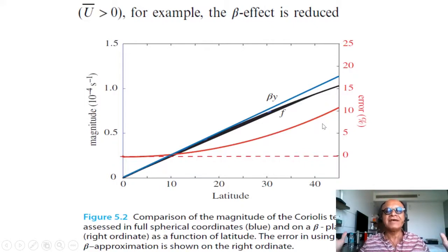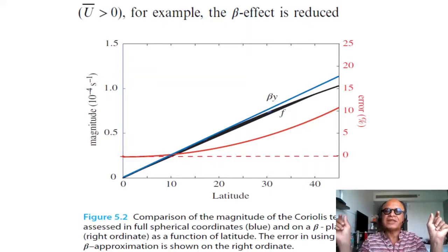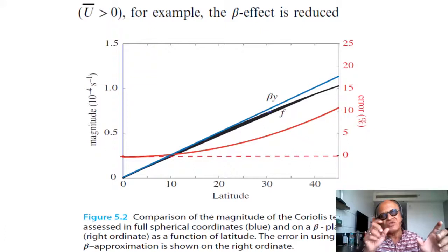Beta is obviously a kind of restoring force. If you get displaced, planetary vorticity is going to try to restore you, and if beta is strong, that means the equatorial trapping is strong. So if you have a geostrophic velocity in the background, then the beta effect is reduced in the sense that relative motion is going to have an impact on how much of a perturbation force beta is.